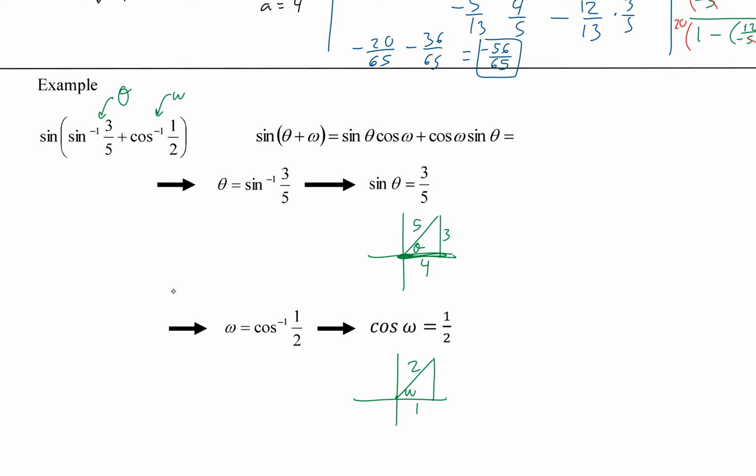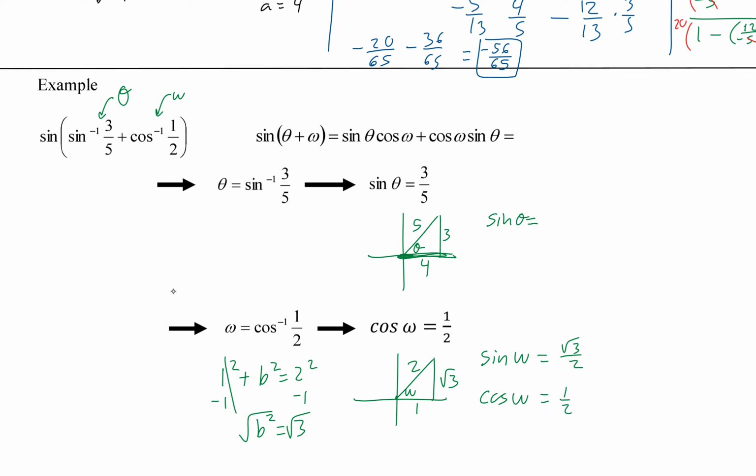And this one we actually have to do a little, so 1 squared plus b squared equals 2 squared. So minus 1, do it a little bit quicker because we've put a lot of time into this. We get square root of 3. Okay, so now we can just plug them in. And so we know that sine omega would be rad 3 over 2, and cosine omega is 1 over 2. And sine theta is 3 over 5, and cosine theta is 4 over 5.